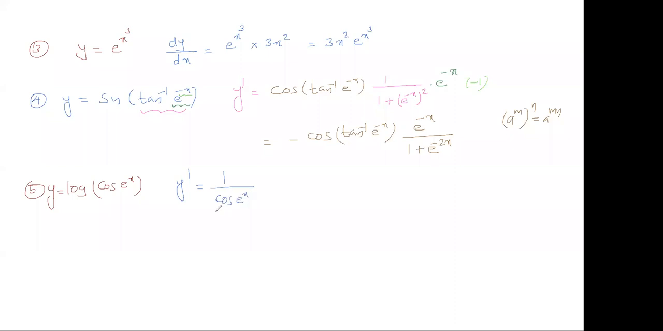So 1 by cos e to the power x. Now जो x के जगह था उसका derivative से multiply करना, x के जगह था cos e to the power x. So cos x form, cos x का derivative minus sin x. So it is into minus sin e to the power x. But again x के जगह e to the power x था, उसका derivative से multiply करना, so into e to the power x. So you can say the answer is minus e to the power x sin e to the power x divided by cos e to the power x. That's the answer.